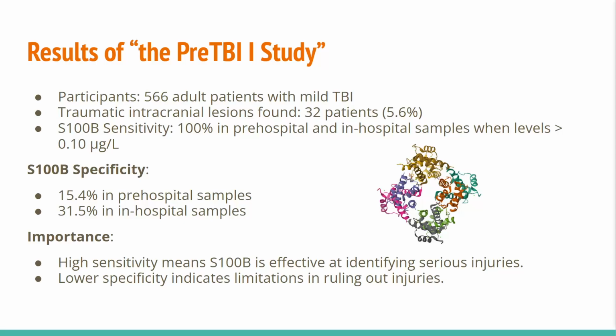specificity, which tells us how many people without lesions tested negative, was lower. It was about 15.4% in pre-hospital samples and 31.5% in hospital samples. This means that while S100B is great at identifying issues, it may not be as reliable at ruling out injuries for all patients. Overall, I'd say that these results highlight the potential of S100B as a valuable tool in emergency care, which helps doctors make quicker and more accurate decisions for patients with mild TBI.